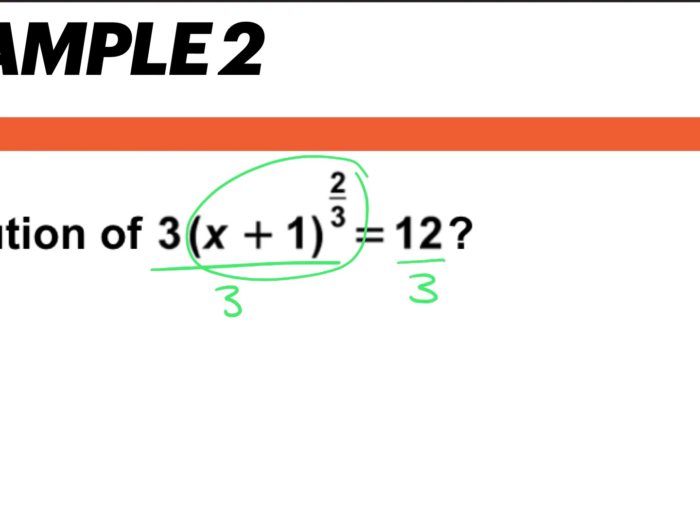Because 3 is being multiplied to this whole thing. What's the opposite of multiplication? Division. So we divide both sides by 3, so it'll cancel out on the left side. And then we're just left with x plus 1 to the 2/3 power. And that's equal to, what's 12 divided by 3? 4.